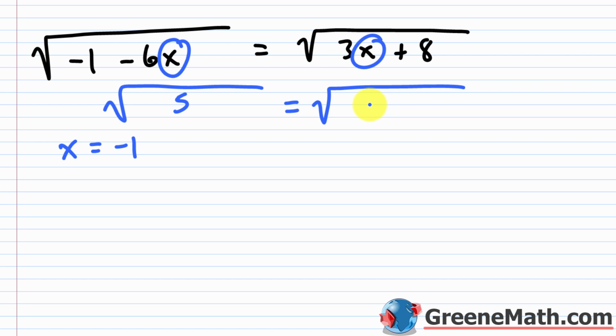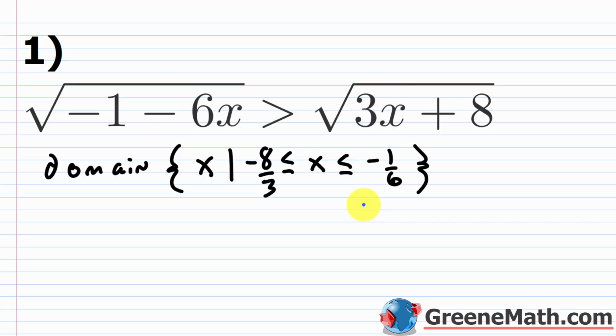Then plus 8 would be 5. So you get the square root of 5 equals the square root of 5. So this is a valid solution. So coming back up here, I'm going to write x is equal to -1.